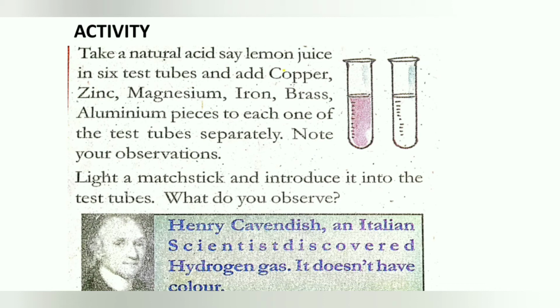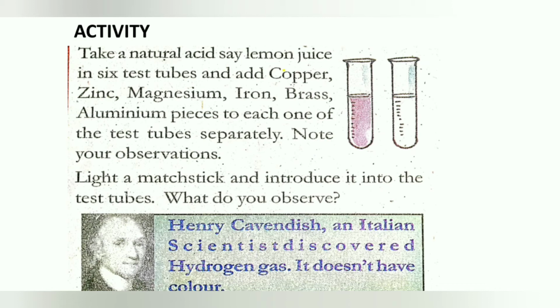And note your observations. So we have taken lemon juice in 6 test tubes. To it we have added copper, zinc, magnesium, iron, brass and aluminium pieces to each one of the test tubes separately. Then we have to note the observations.